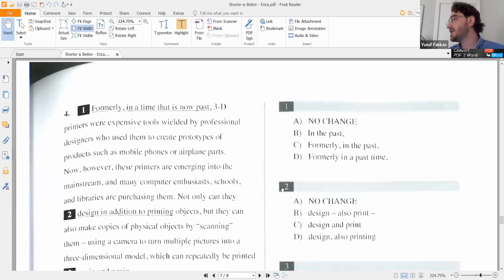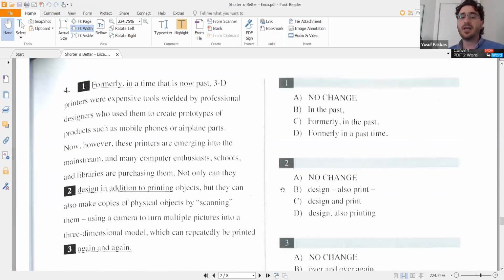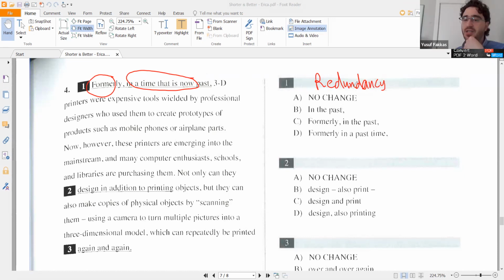All right, so we start with these exercises and then we still have 4 and 5, okay? So guys, look, see how it works. If you look at the underlined part here, you can see that formerly in a time that is now past, 3D printers were expensive tools wielded by professional designers who used them to create prototypes of products, such as mobile phones or airplane parts. First of all, you have formerly, which is in the past, and then they are explaining that again in a time that is now past. We are repeating the same thing. So what is this? Redundancy.